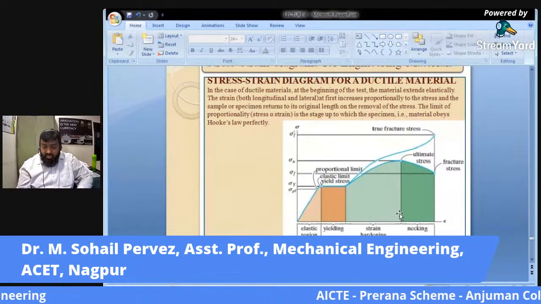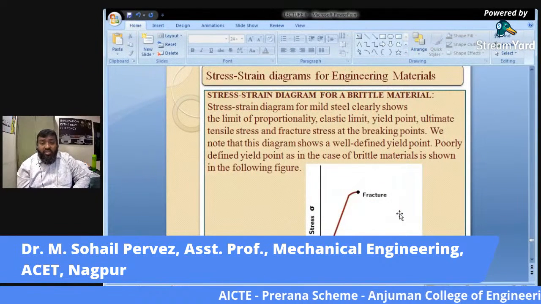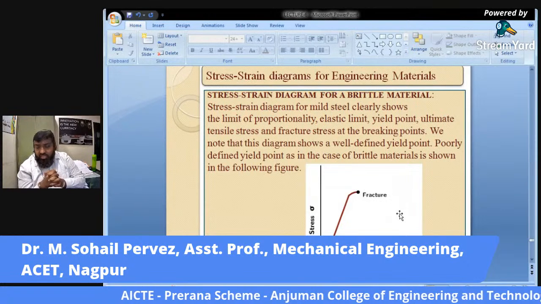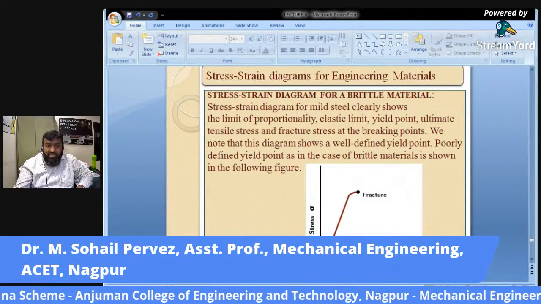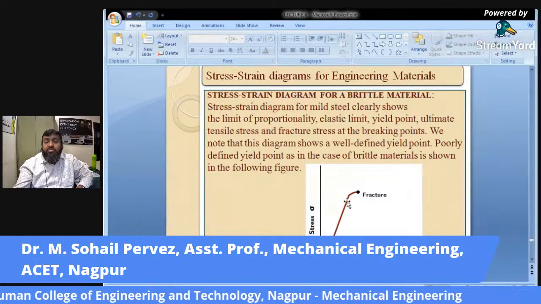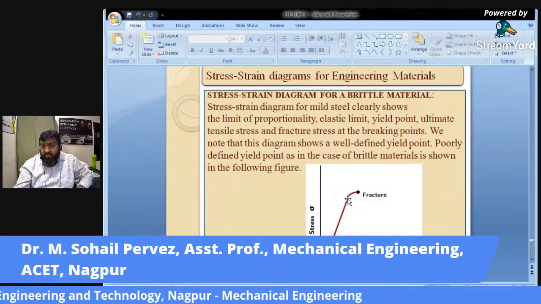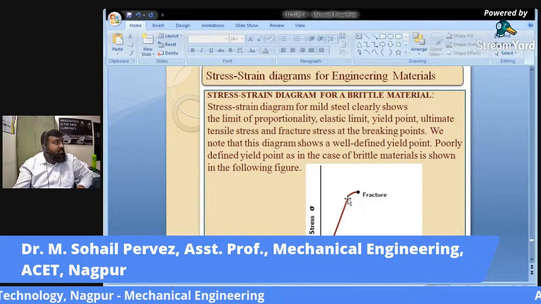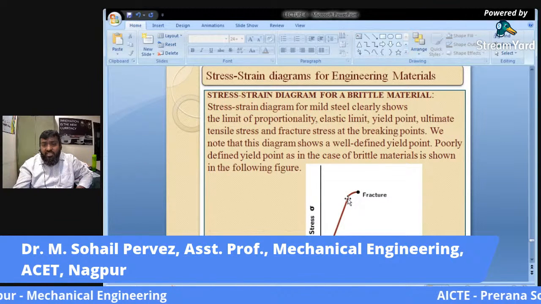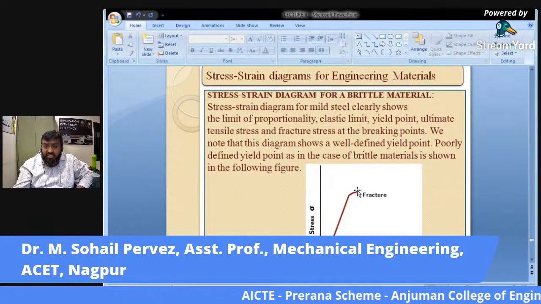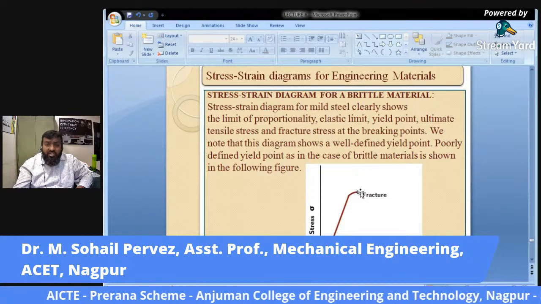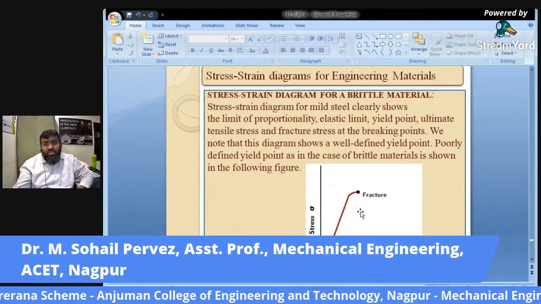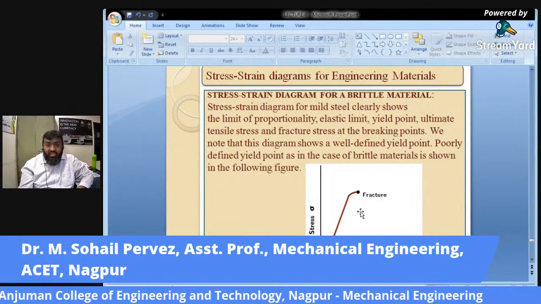Now, this is for brittle material. Since the property of brittleness does not allow the material to deform progressively, at some point it may deform, but at the very next its deformation will be restricted due to brittleness, and it will suddenly fracture. This is the stress strain diagram for brittle material.